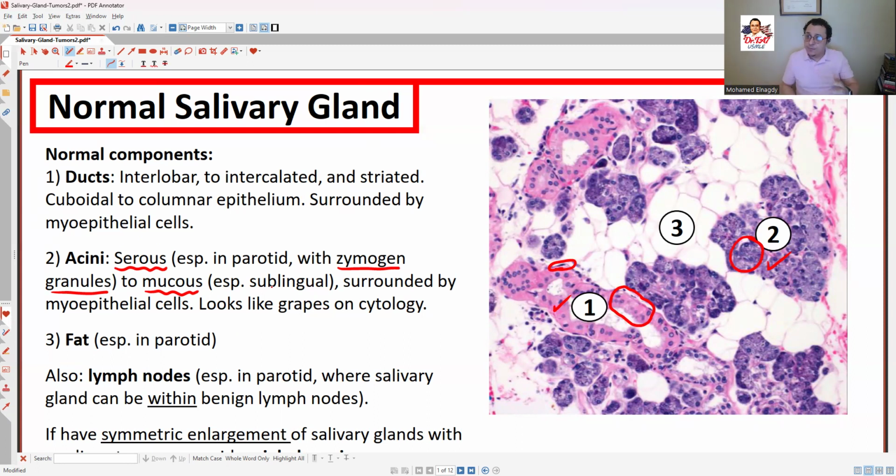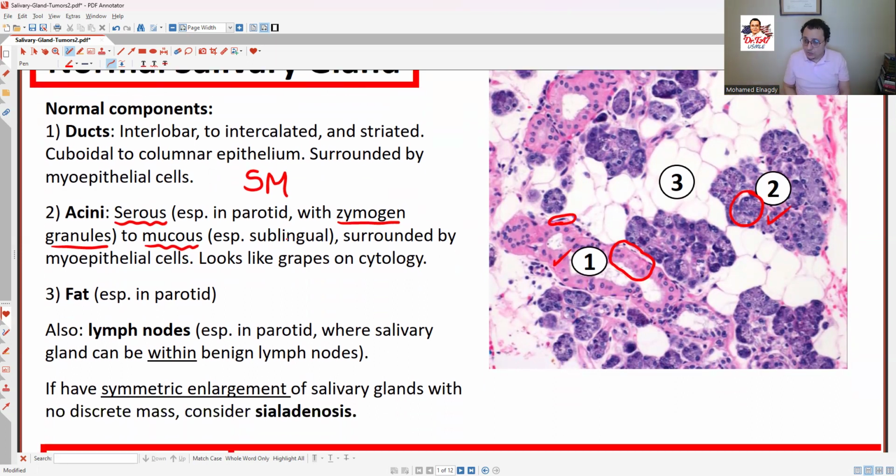Seeing the type of acini helps you identify what type of gland this is. For example, if you see only serous acini, this means that you are dealing with a parotid gland. It has only serous. And if you see only mucinous acini, you're dealing with a sublingual gland. And if you see seromucinous, which means you see both serous and mucinous, then you're dealing with a submandibular gland. For you to remember, submandibular, SM, is seromucinous, SM. So the sublingual is mucus and parotid is always serous.